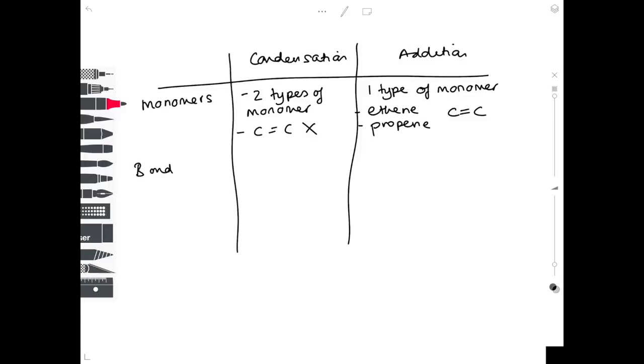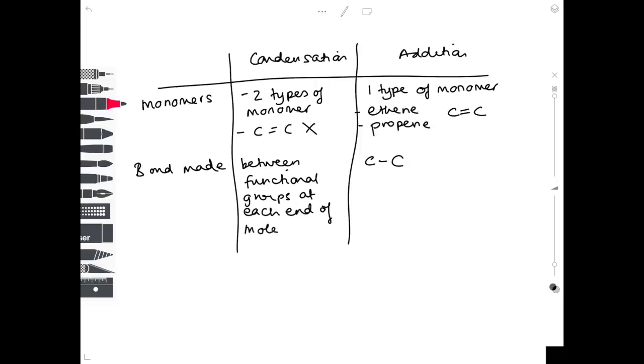So what sort of bond is made? Well, with addition, you're going to just make a single carbon bond, whereas with condensation, you find that the bond forms between functional groups at each end of the molecule. And then products of reaction, you're going to make just one polymer with addition polymerization. With condensation, you're going to make two types.